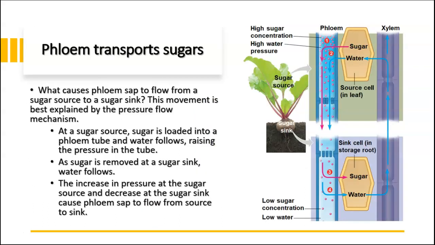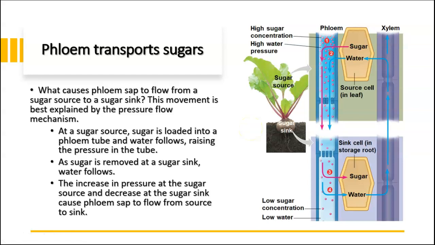So how does the sap move? The phloem sap, which is basically sugar water, moves from the source. The source of the sugar is going to be the leaves. That's where photosynthesis occurs. And the sugar that's produced there is going to be used in other parts of the plant, in other cells, as well as the excess stored away in some sort of sink. We call it a sink. And the sink could be, like in the instance here, a beet. This is a sugar beet, and so the sugar is stored there in the beet.